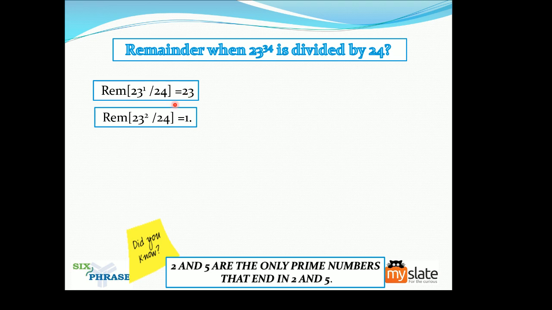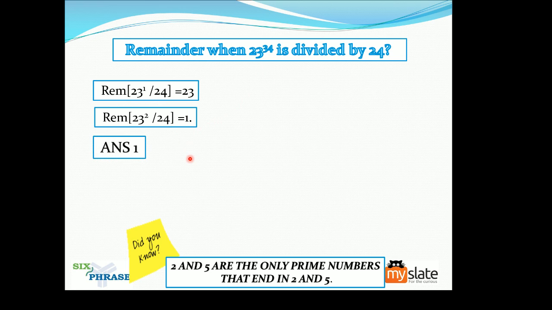For all the even powers of 23 divided by 24, okay, 23 square, 23 power 4, 23 power 6, for all this, the remainder is going to be 1. So here you tell me, is it odd power or even power? 34 is even power. So what is the answer? The answer is 1. It is as simple as that. Okay. So the answer is 1.